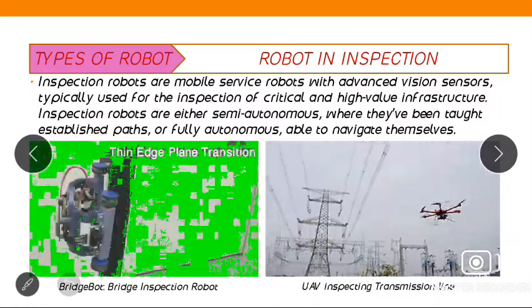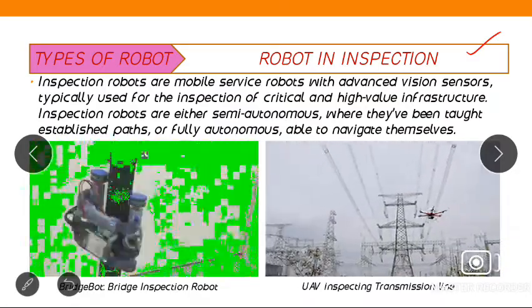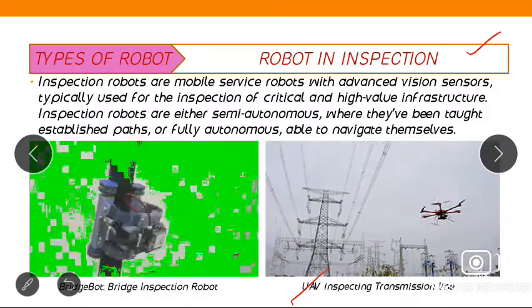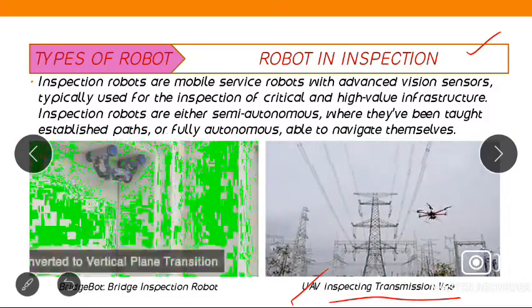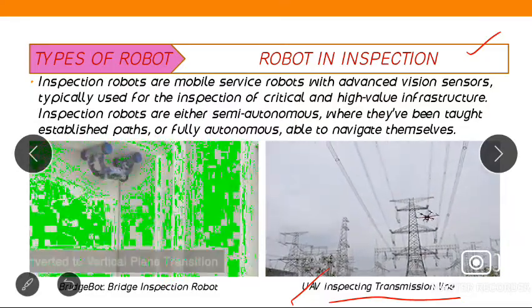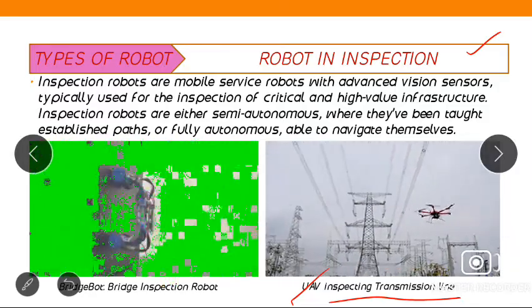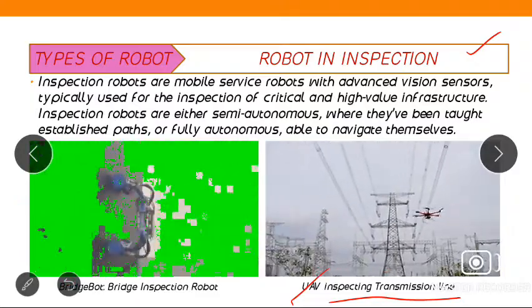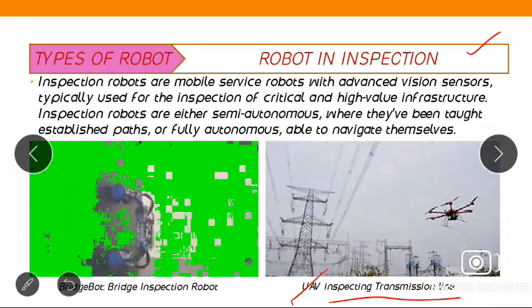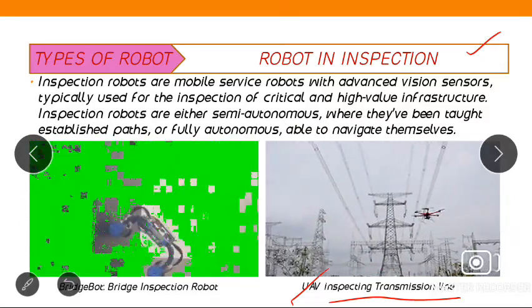Now let's see robots used in inspection. For inspection purposes we can use robots. Like if you see, this is an unmanned aerial vehicle, UAV, which is used for inspecting transmission lines. This is in Russia, where they are using drone line. It is like a drone with many fans, like 6 or 8 fans. It is used for inspecting transmission lines. This is a high power grid, and for such inspection we obviously cannot use humans.